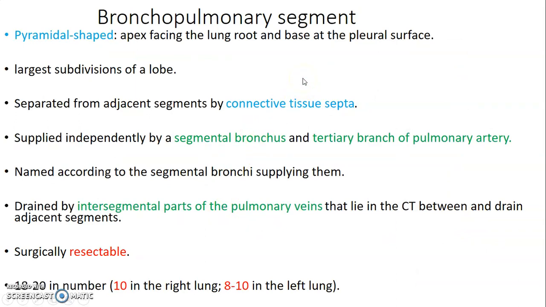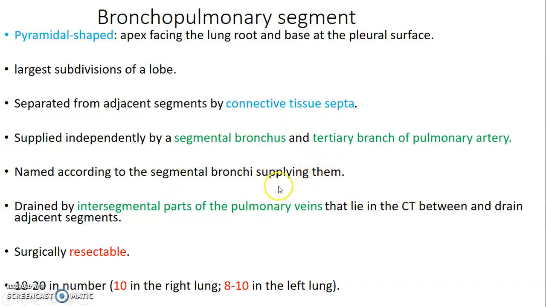A bronchopulmonary segment is a portion of the lung that is supplied by a segmental bronchus as well as tertiary branches from the pulmonary arteries. So it's usually pyramidal in shape. You have a pyramid with the apex of the pyramid facing towards the lung root and the base facing the pleural surface. A bronchopulmonary segment is actually the largest subdivision of a lobe, and each segment is separated or delineated by connective tissue septa, supplied independently by a tertiary bronchus and tertiary branch of the pulmonary artery.